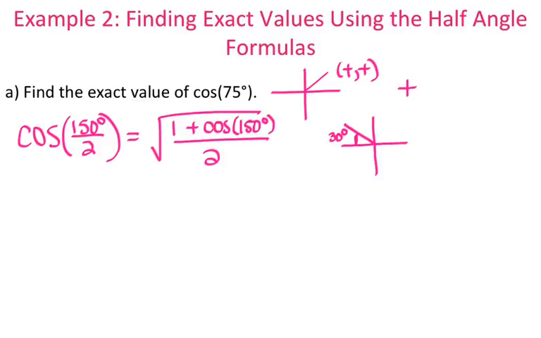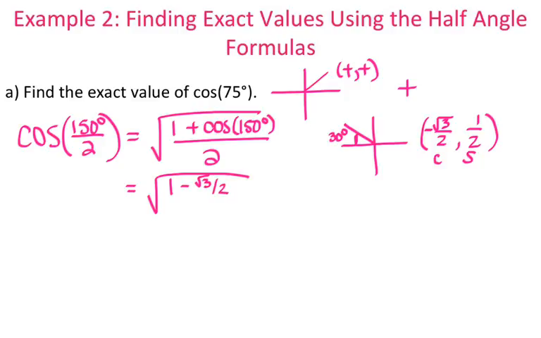So I'm going to use my hand trick. 30 degrees is my ring finger. So my ordered pair for that is root 3 over 2, comma 1/2. Since I'm in that second quadrant for 150 degrees, my x is negative, y is positive. So cosine of 150 degrees is my x-coordinate. So that's negative root 3 over 2. So I can write this as the square root of 1 minus root 3 over 2, all over 2.